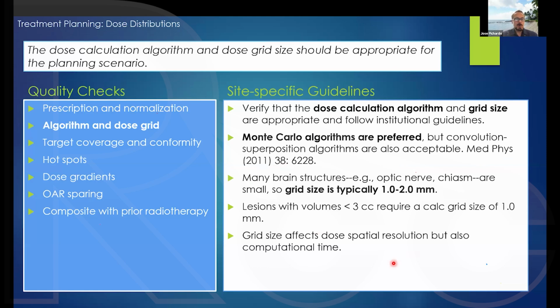Always remember that many brain structures are very small, so your grid size needs to be small. Also, it needs to be small because sometimes your targets are small, right? So if a lesion has a volume of less than 3 cubic centimeters, you should be using a 1 millimeter dose grid, okay? Now, grid size affects spatial resolution, but it also affects how long it takes to compute. I think this is more of a thing in the past, honestly, because I don't notice too much of a difference. Sometimes you do with Monte Carlo, but I don't know. Maybe you have to wait an extra 5 minutes. You know, it's not usually something that is terrible.